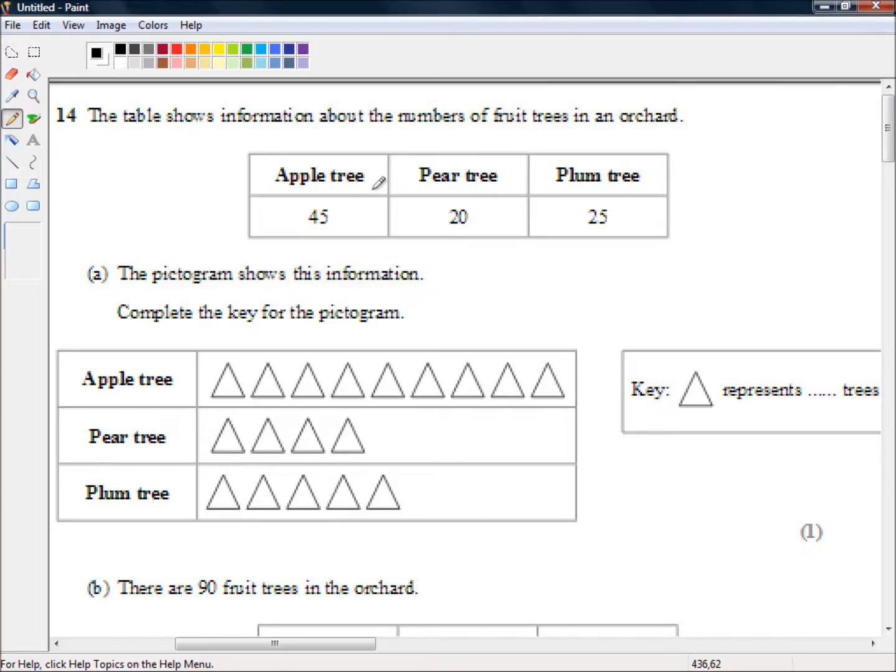This is 1MA1/1F. This is the foundation tier. It's the first paper in the foundation tier. It's a non-calculator paper and we're picking up in question 14.